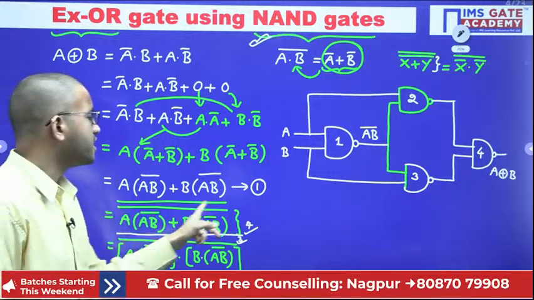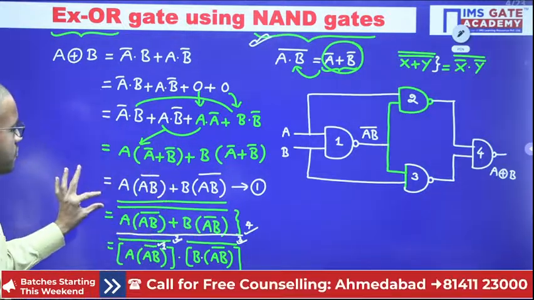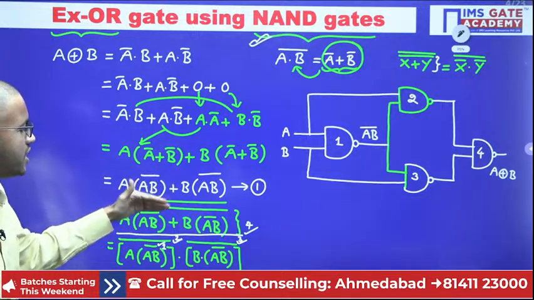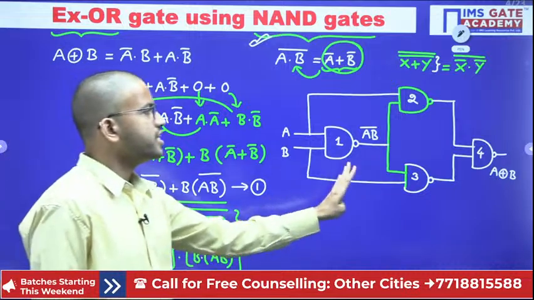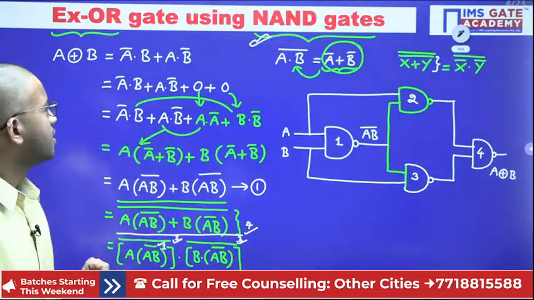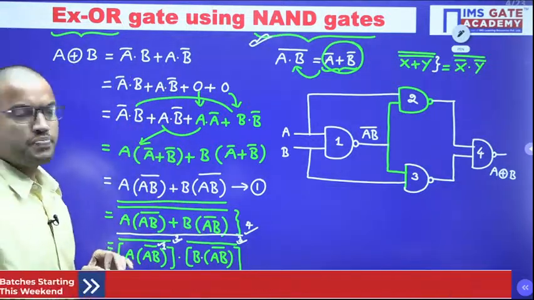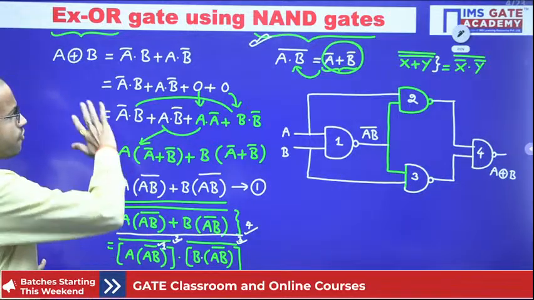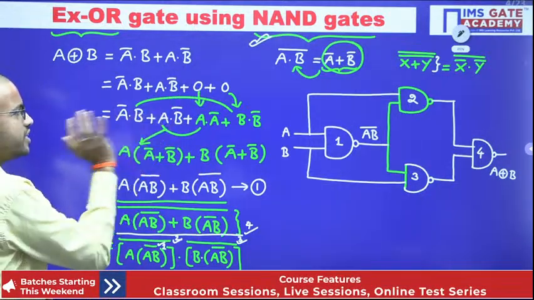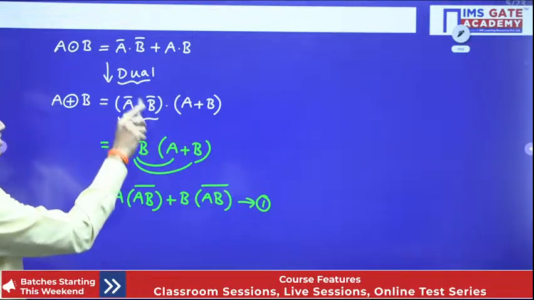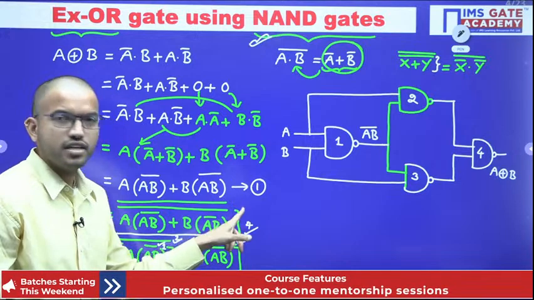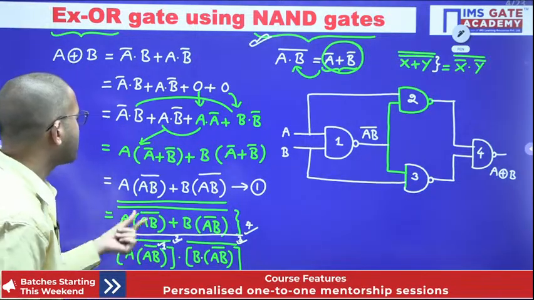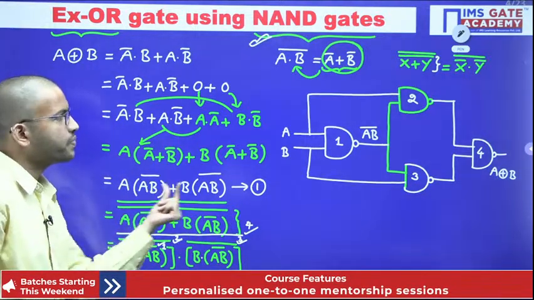So either with the help of this method or that method, somehow if you get an equation like this, after that you follow 2 times complement. For the inner complement you apply De Morgan's law, and with this you get 4 NAND gates. Now if you carefully observe, whatever manipulation I might have done, or with this approach, the equation number 1 we are getting is in the form of x plus y.